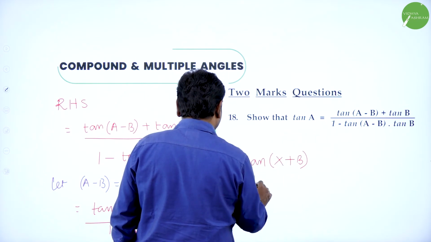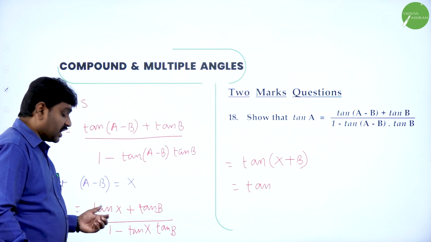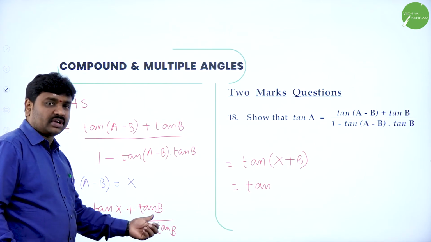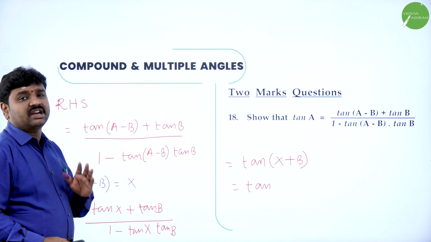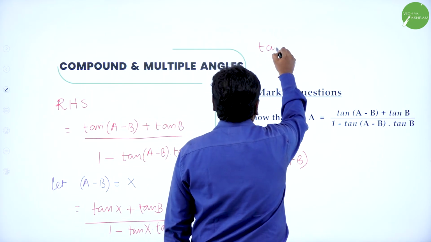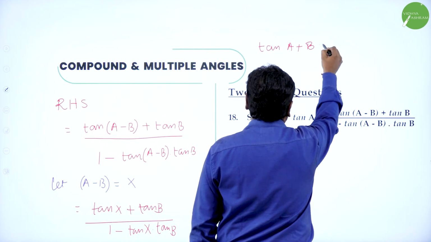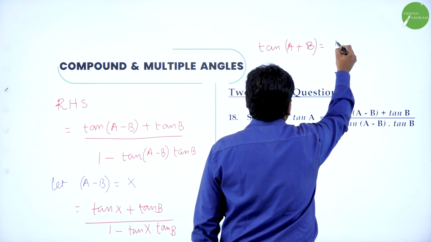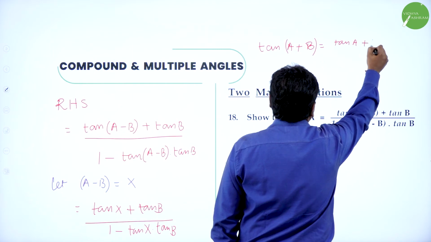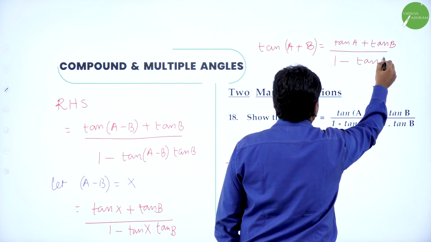So what is x? Substitute the value of x. What is x? A minus B. Now if you observe, it is in the form tan A plus tan B by 1 minus tan A into tan B, which is tan of A plus B. All of you know the compound angle. What is tan of A plus B? Tan A plus tan B by 1 minus tan A into tan B.